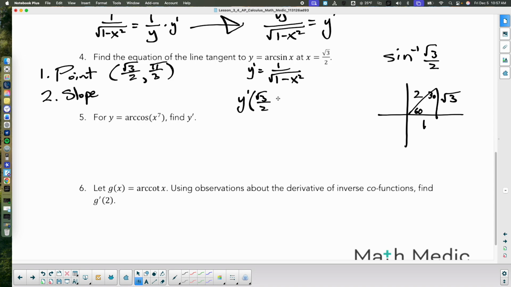And this might come out terrible, I don't know. 1 over square root 1 minus square root of 3 over 2 squared. Okay. Square root of 3 over 2 squared is going to be 3/4. So 1 over square root 1 minus 3/4 would be 1 over square root of 1/4.